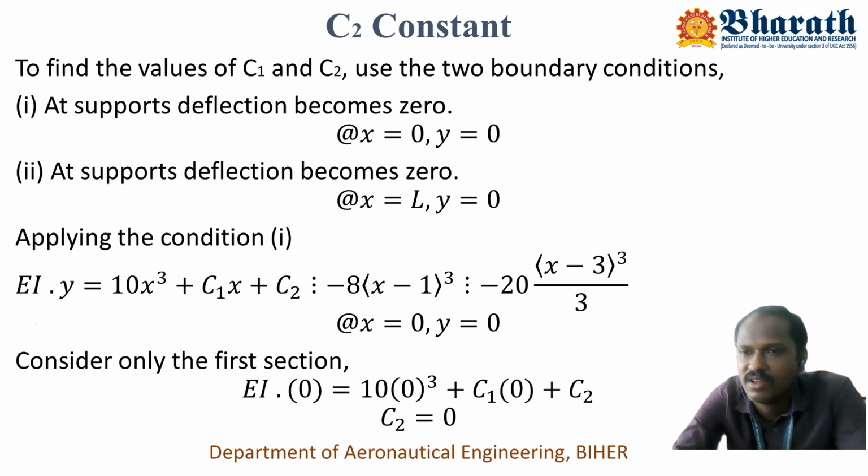So we have found the Macaulay's method equation, and the problem now is we have ended up with two integration constants, and we have to remove those two constants. So the usual procedure to remove the integration constants is to apply the boundary conditions of the problem, and we have to evaluate the values of C1 and C2.